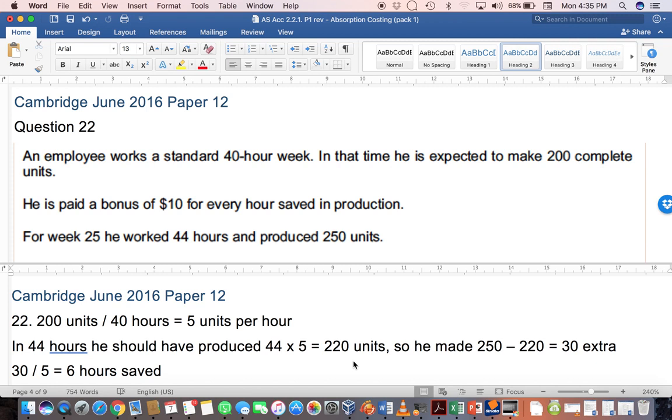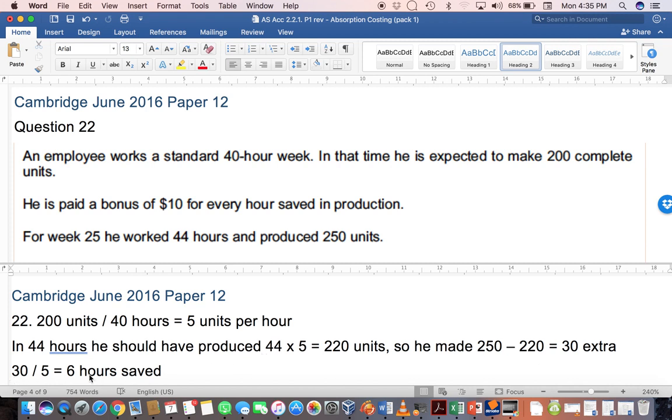So 220 units is what you would expect that he should have made in the time that he did actually work. That means that he actually made 30 more than what was expected of him, because he made 250, which is 30 higher than the 220 that we've calculated as standard, given his number of hours.